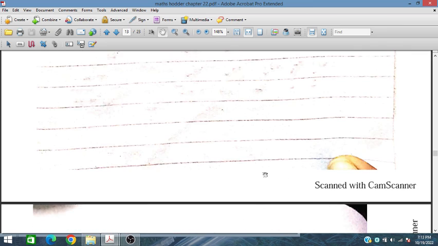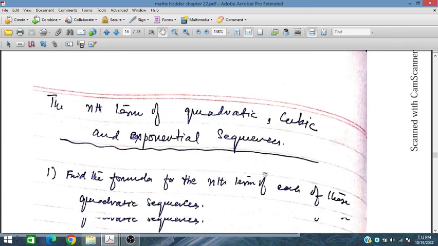In the next session we will discuss the nth term of quadratic, cubic and exponential sequences, which is a little more difficult part.